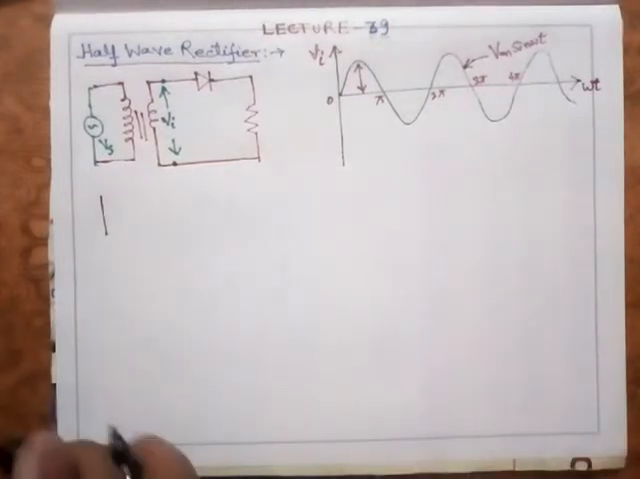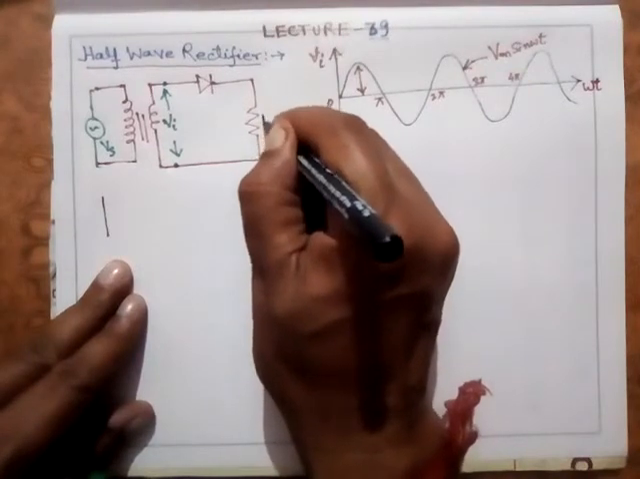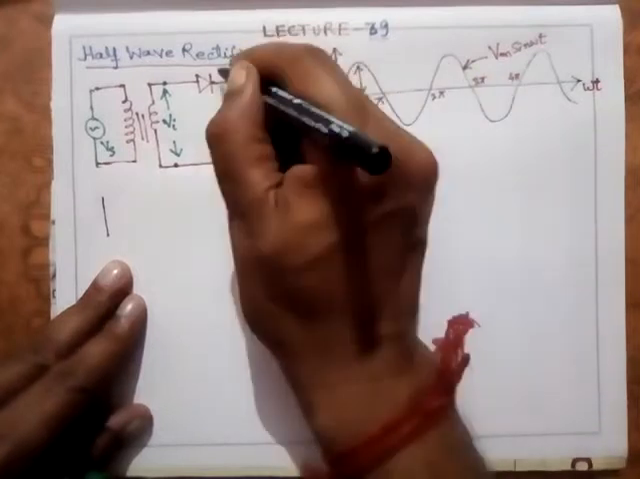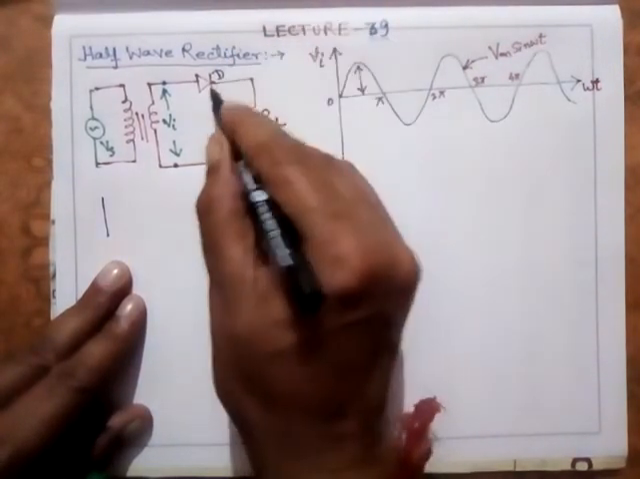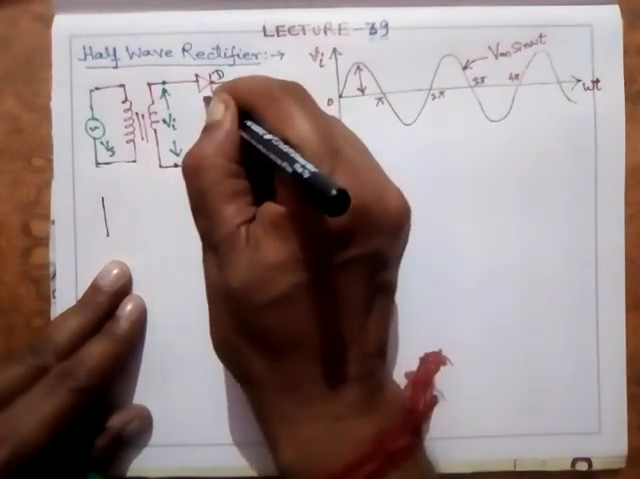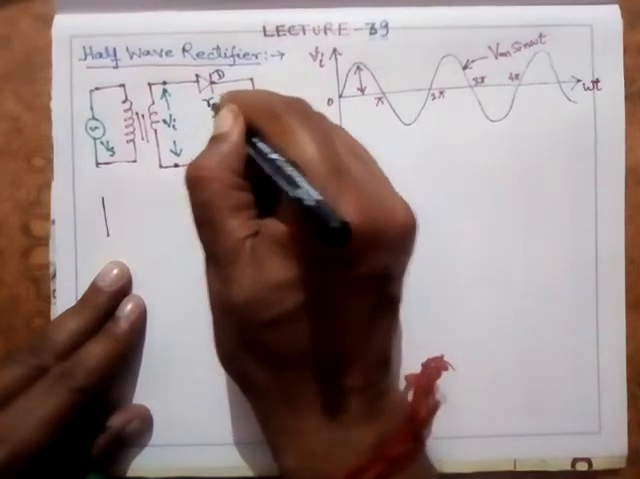Now look at this circuit again. Suppose this is the load resistance, and I represent it by RL. And this is a diode D. I am naming this diode as D, and this diode has some forward resistance. I say that the forward resistance of this diode is RF.